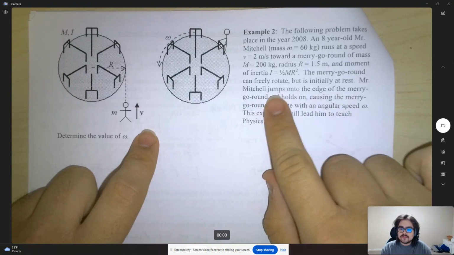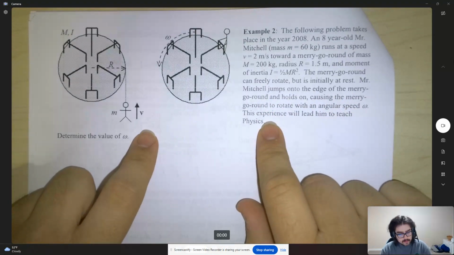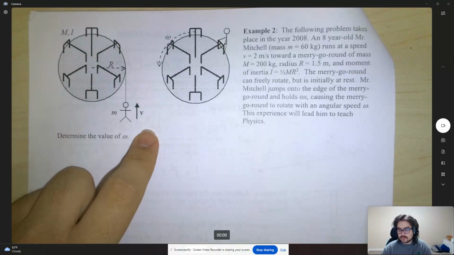Mr. Mitchell jumps onto the edge of the merry-go-round, holds on, causing the merry-go-round to rotate with angular speed omega, and this experience will lead him to teach physics. Which here I am, right?